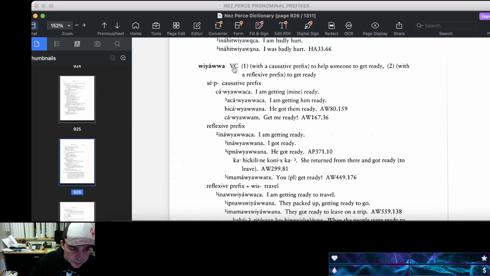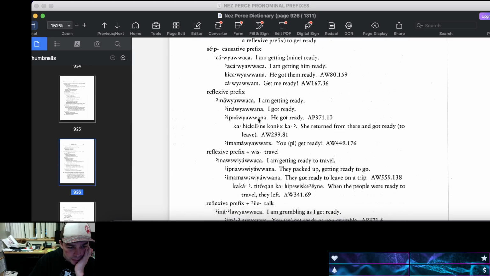This one's a C verb too. And the dictionary will tell you in the front what all these symbols mean. It tells you what the VC means. It tells you what the AW means. It gives you everything to unpack these.